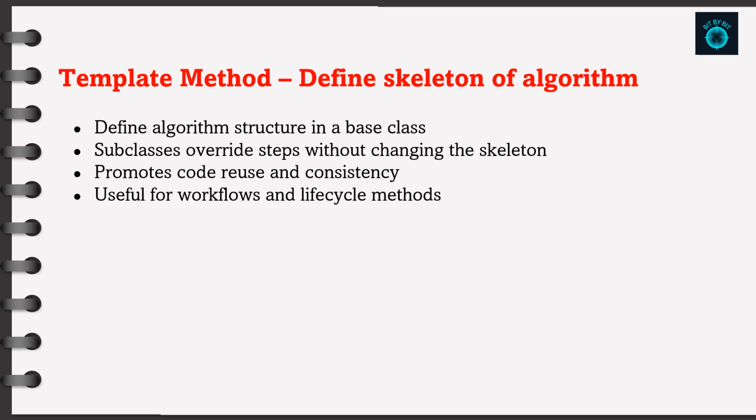In this pattern, the base class contains a template method that defines the steps of the process. Some steps are implemented directly, while others are left abstract for subclasses to define. The template method pattern is useful when you have common workflows, lifecycle methods, or multi-step operations where most steps stay the same, but a few differ between use cases.